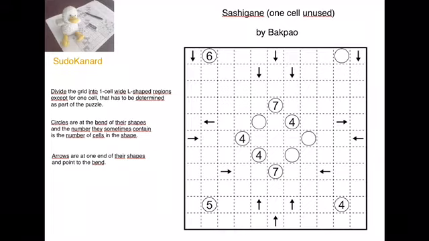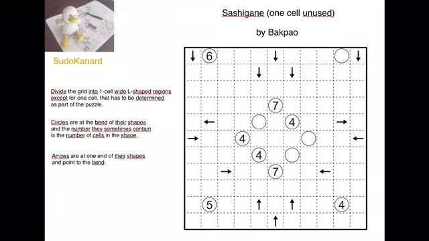Well, in the rules of Sashigane, those arrows are at one end of their L-shapes, so something like this, and they point to the bend of the shape. So this points to the bend like this. And a number is at the bend, and a circle without a number is at the bend as well, but a number means that is the total number of cells in the shape.